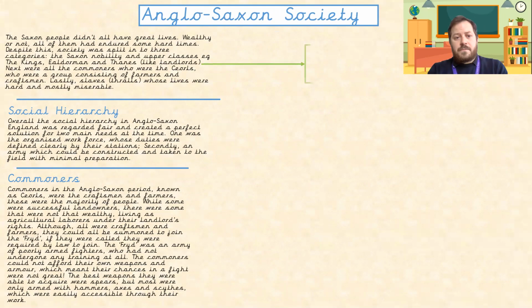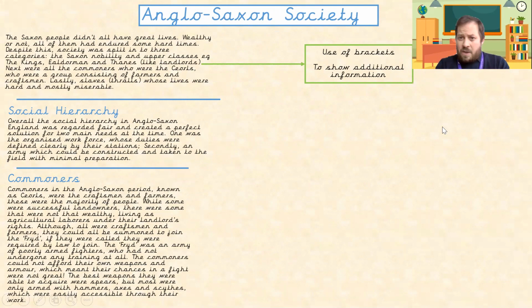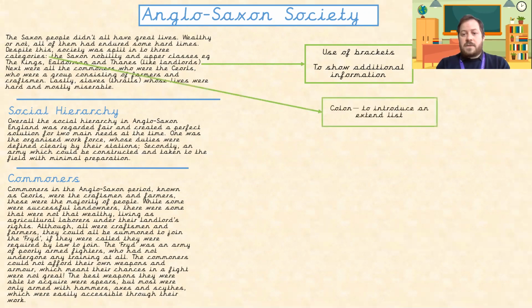So first, we have the use of brackets, and this is to show additional information. And we talked about this before when we talked about Beowulf. These come under the classification of a parenthesis. It's an additional piece of information which isn't important to a sentence, but is extra to it. We have colons, which introduce an extended list. In this case, this is going to introduce what the three categories are: the nobility, the commoners, and the slaves.